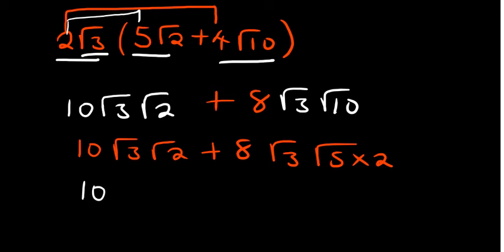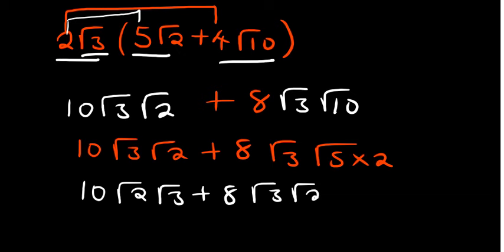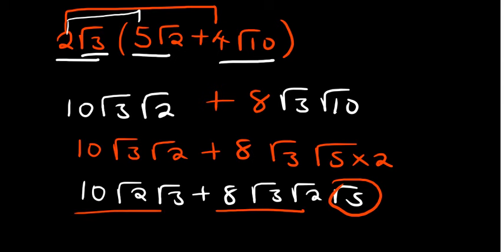So we have 10, root of 2, root of 3 plus 8. Then I have root of 3, root of 2, root of 5. So we can't simplify this one beyond that. We can't go beyond what has been given there. So if we can't do away with the root of 5, there is no way we can add these because they are unlike terms. So we can just simplify it the way it is.